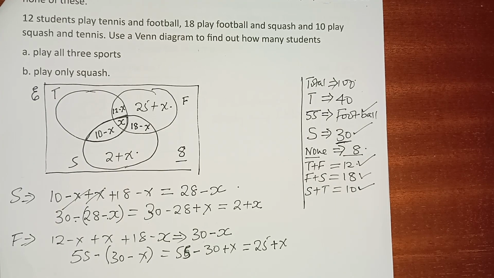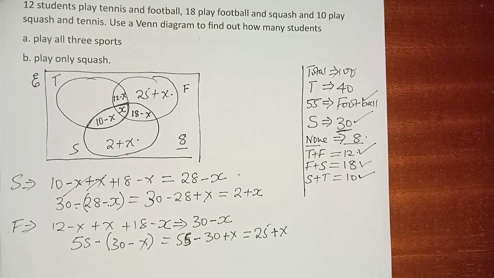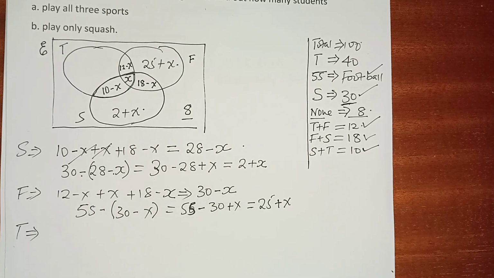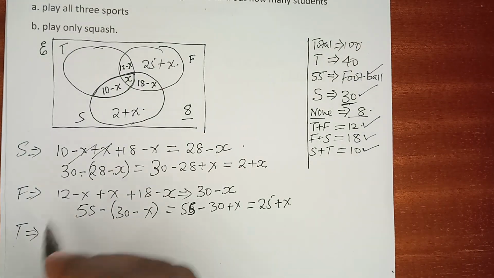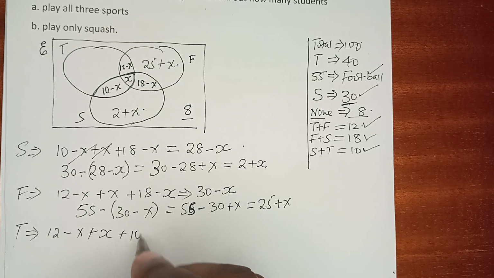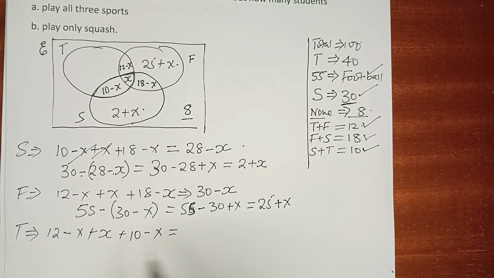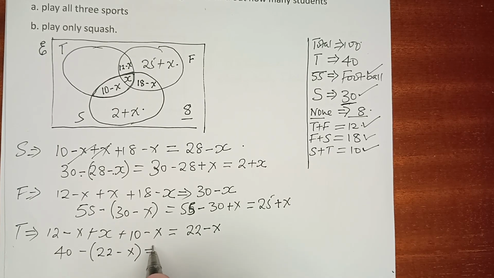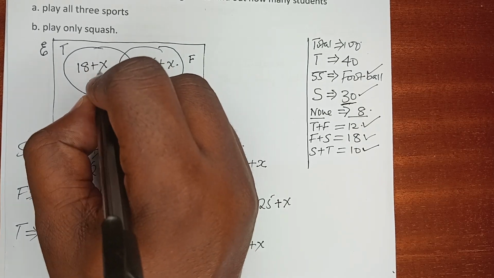We are done with football. What about tennis? 40 play tennis. This 40 playing tennis, we have to explain something to do with tennis now. Within tennis, we already have this 12 minus x, plus the x, plus 10 minus x, which is giving us 12 plus 10 is 22 minus x plus x, that is 0, 22 minus x. And we are told that 40 play tennis. So we are going to have 40 minus bracket 22 minus x, which is going to be 40 minus 22 plus x, which is 18 plus x. That is what we have here, 18 plus x.